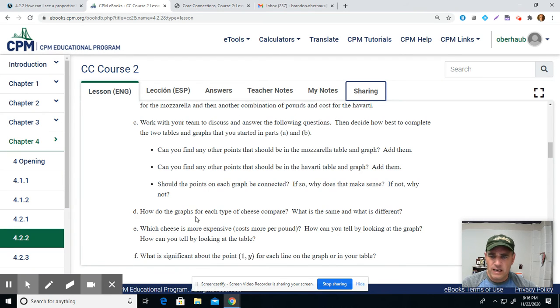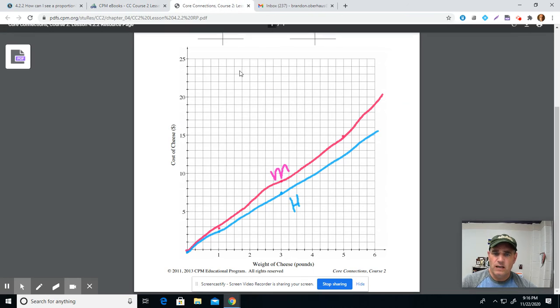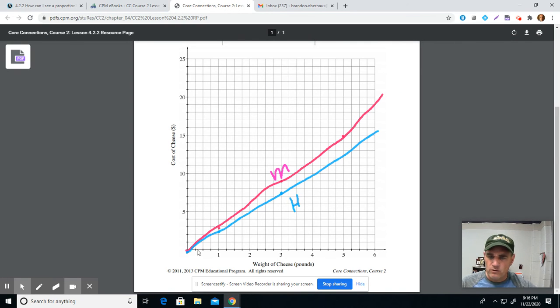How do the graphs for each type of cheese compare? How are they different? Well, if I compare these, they both start here at 0, 0. If I compare them, they are both straight lines. How are they different from each other? I'm going to say that this one is higher. The mozzarella is, or I'm going to say that it's steeper, which also has something to do with it costing more per pound. I can say that the Havarti cheese is less steep, probably costs less. So the main difference is that the mozzarella is higher, steeper, and the Havarti is lower or less steep.